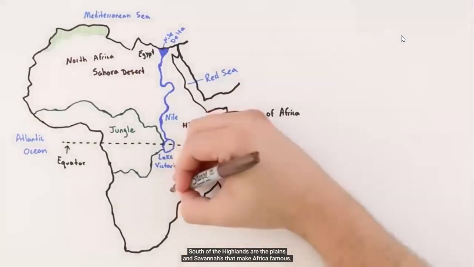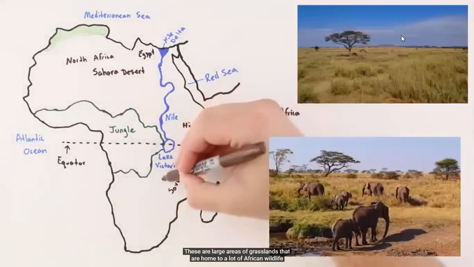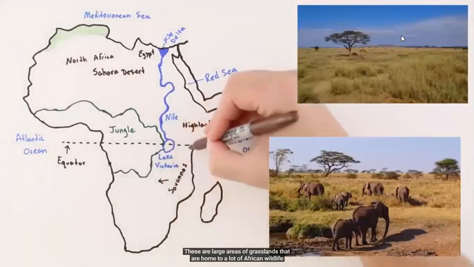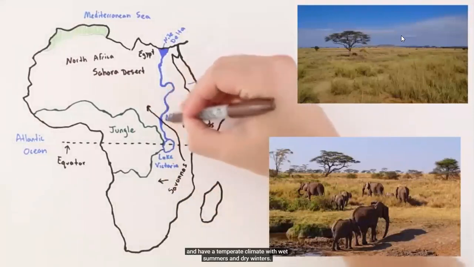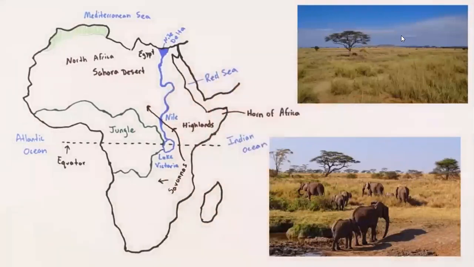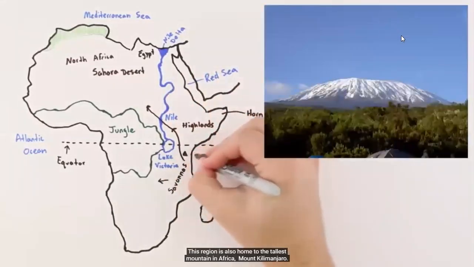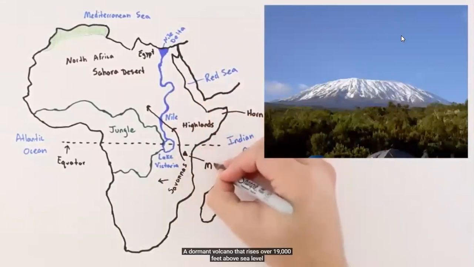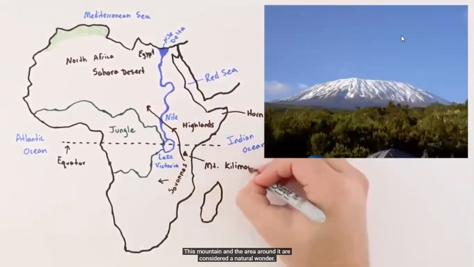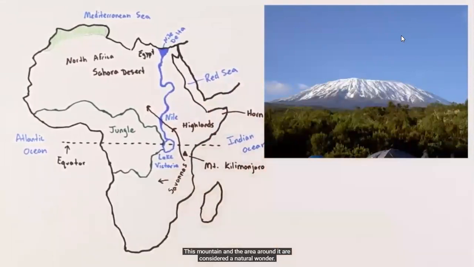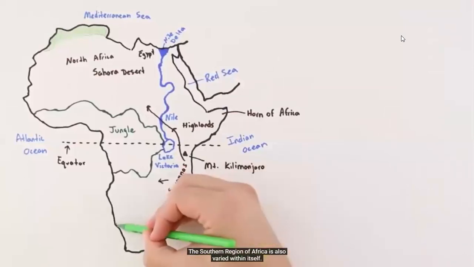South of the highlands are the plains and savannas that make Africa famous. These are large areas of grasslands that are home to a lot of African wildlife and have a temperate climate with wet summers and dry winters. This region is also home to the tallest mountain in Africa, Mount Kilimanjaro. A dormant volcano that rises over 19,000 feet above sea level, this mountain and the area around it are considered a natural wonder.